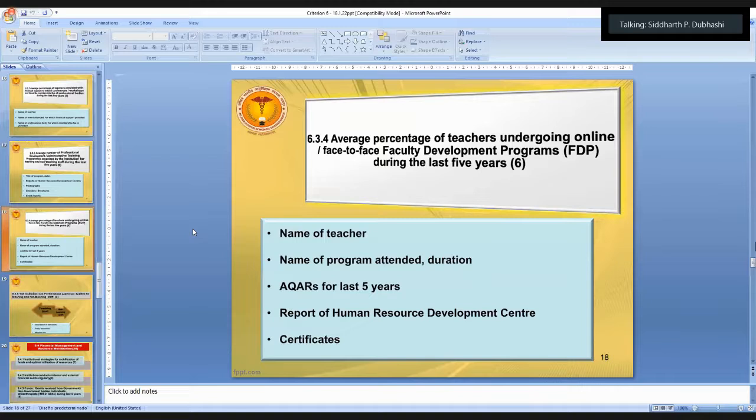Now, here you will find one word like AQAR. AQAR is the Annual Quality Assurance Report. This will be prepared by the IQAC, that is the Internal Quality Assurance Cell, once it is established in our institution. The next slide is related to IQAC, so I'll talk to you on that at that time. So here again, name of the teacher, name of the program attended, the duration of that particular program, and the relevant certificate.